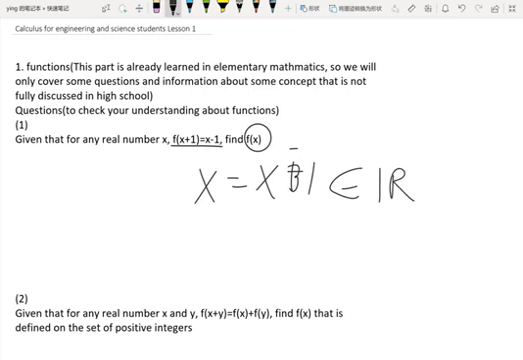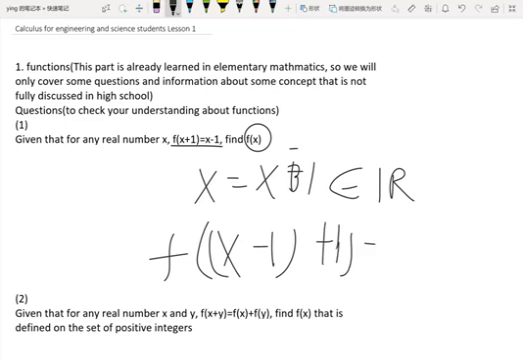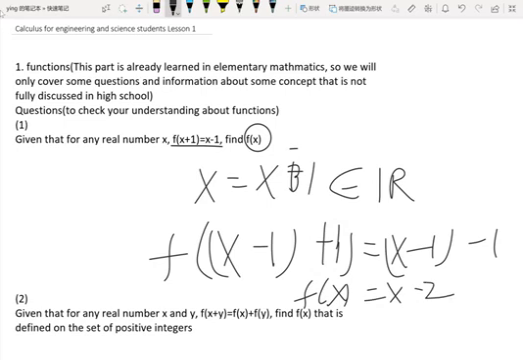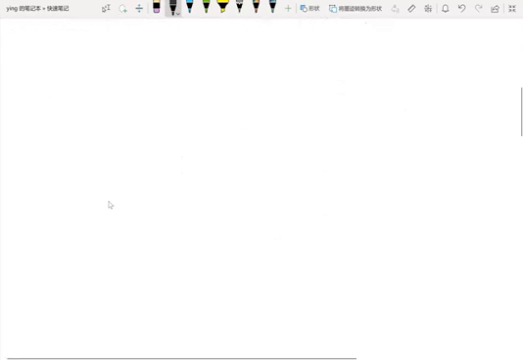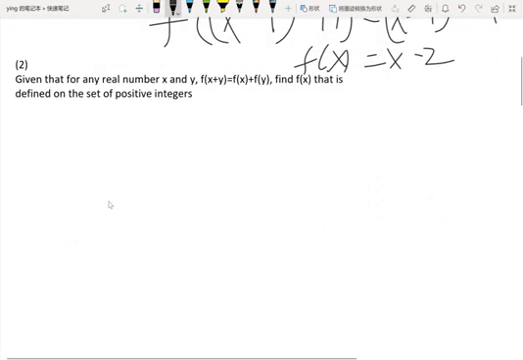number. So we can plug in x minus 1, and we have minus 1 plus 1. That should equal minus 1 minus 1. So f(x) is x minus 2. And this is the first question.